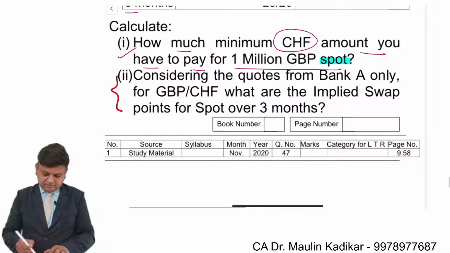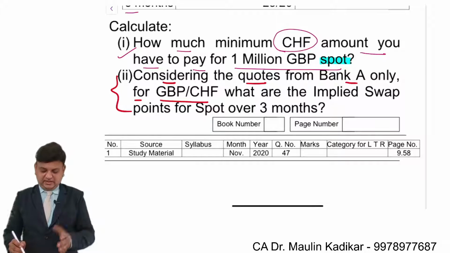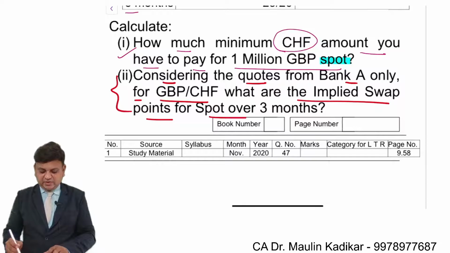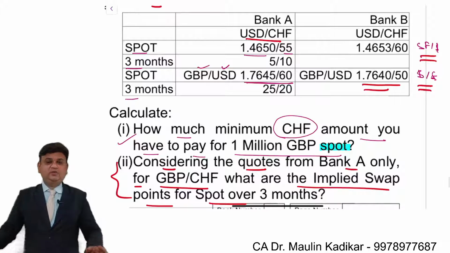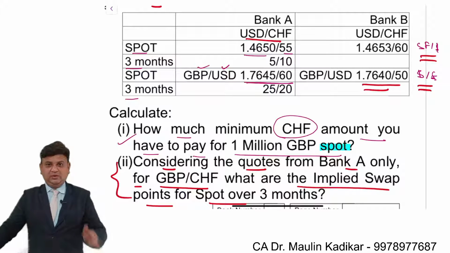Second question. Considering the quotations of bank A only for Swiss franc per pound, that is what we understand. What are the implied swap points for spot over the 3 months? That is the question. Try to do the second part of the question on your own and put your answer in the chat box.